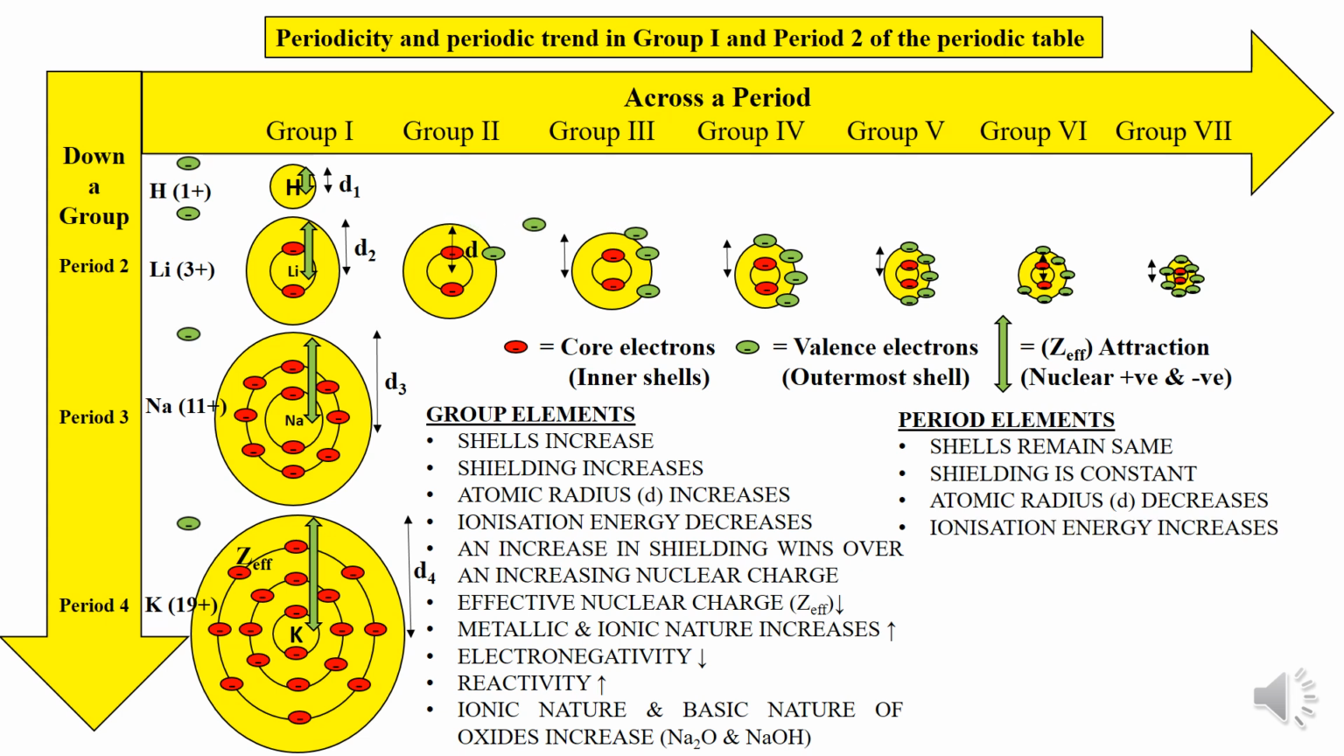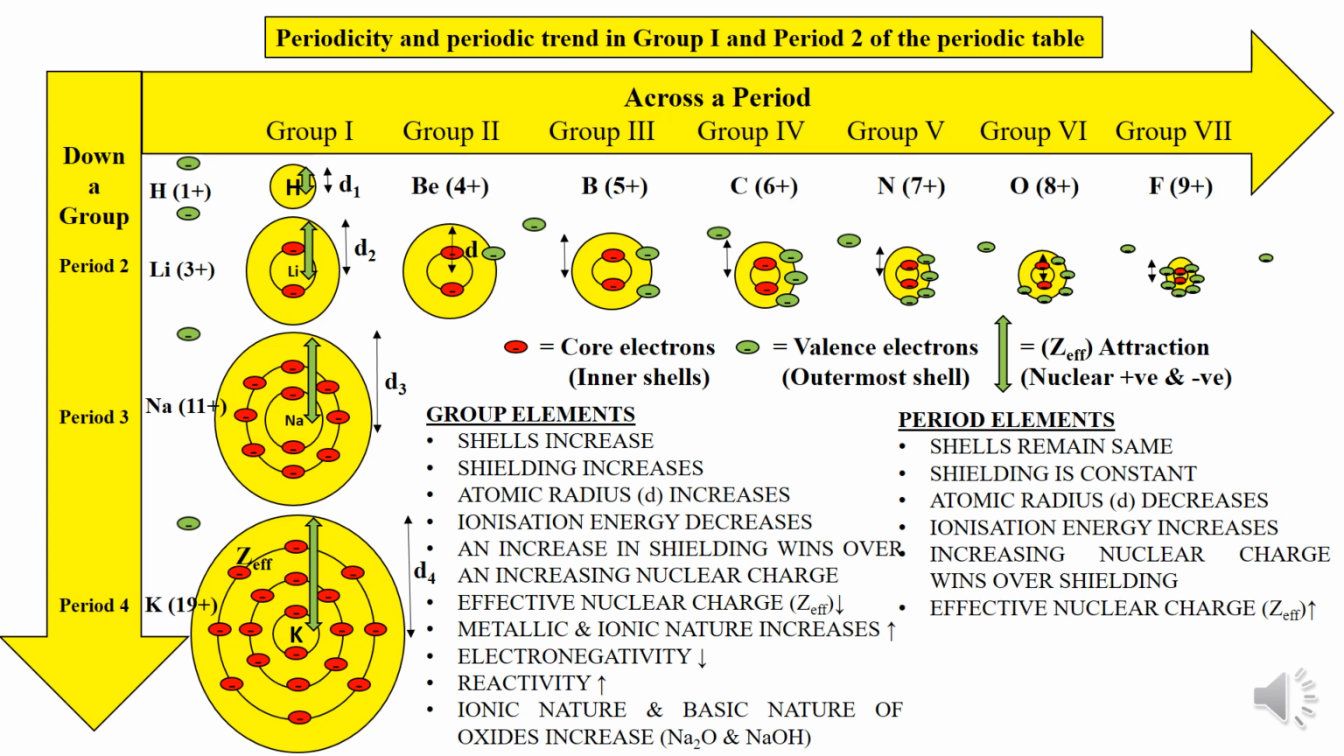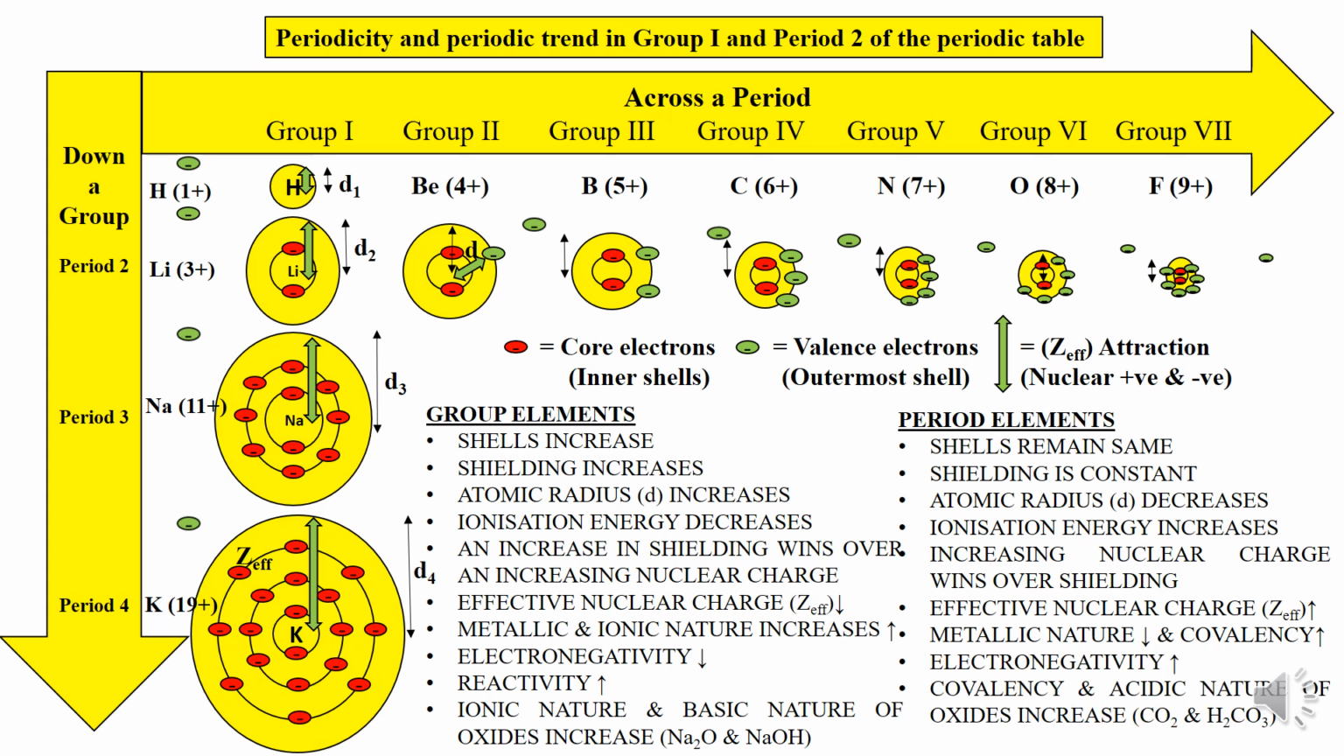Due to the above contributing factors, electronegativity of the atom decreases. Reactivity increases. Potassium is more reactive than lithium because the ability to donate an electron by potassium is much more than lithium. Therefore the reactivity also increases going down the group. So ionic nature increases and basic nature of oxides increases. For example, sodium reacts with oxygen to form sodium oxide, and it also reacts with water. Sodium reacts with water to form basic sodium hydroxide.